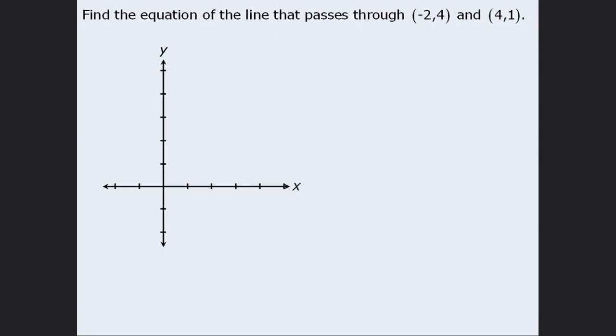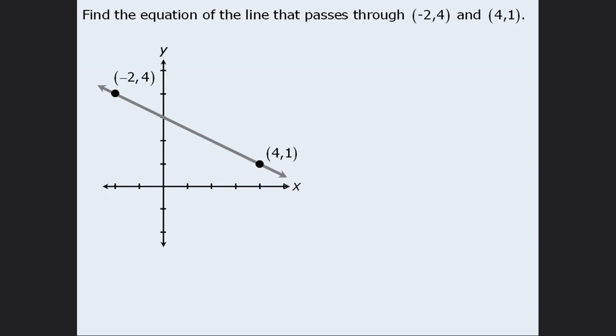Now to begin, it might be useful to plot these points so that we can get an idea of how the line looks. Now that we have a rudimentary sketch of the line, we can see that its slope is negative and it has a positive y-intercept. This will be useful to help confirm our calculations later on.